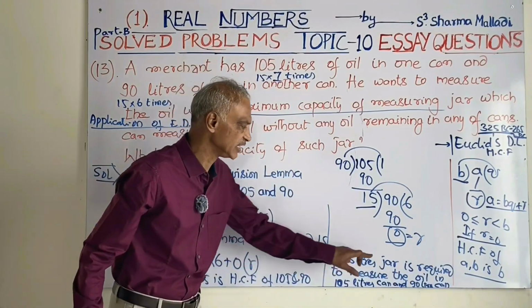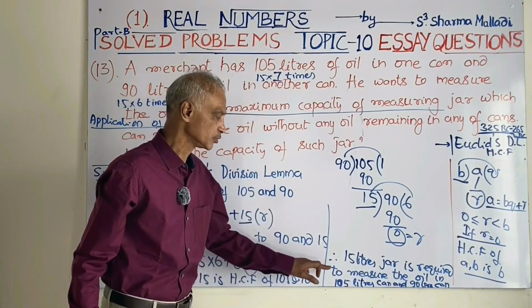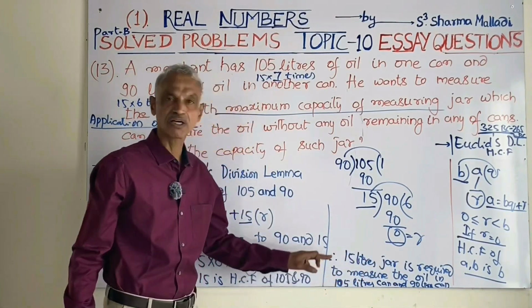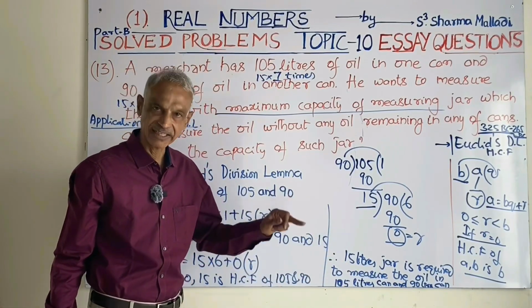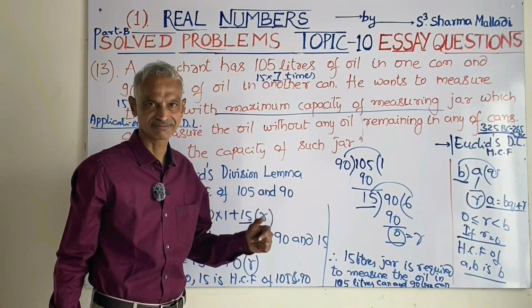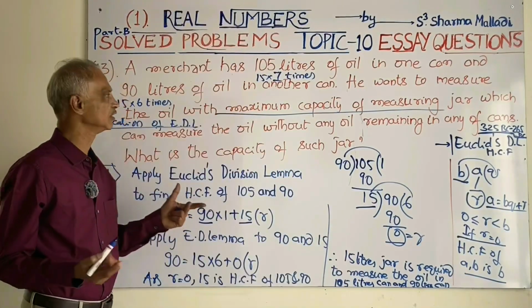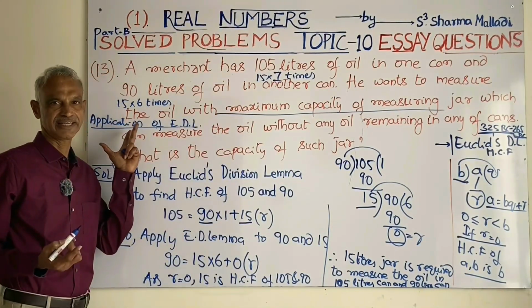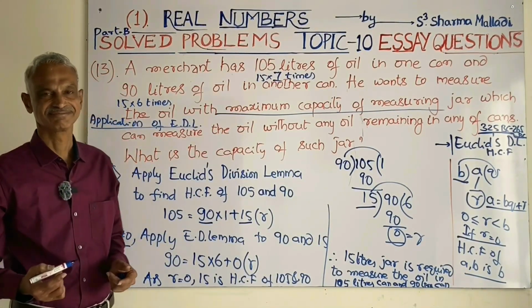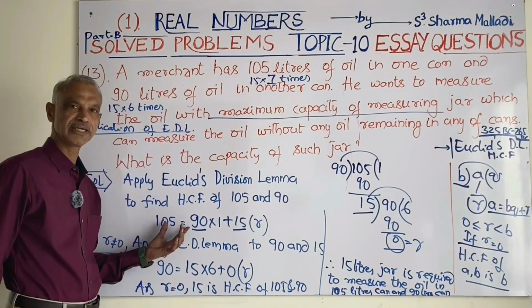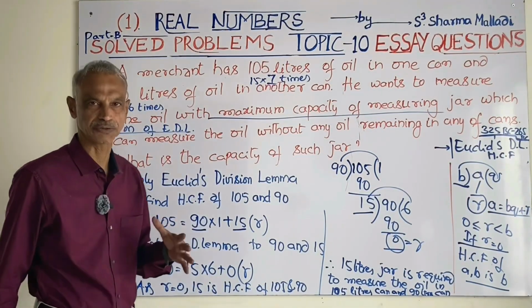Therefore, a 15 liters jar is required to measure the oil in the 105 liters can and the 90 liters can. Like that, Euclid's division lemma or algorithm is useful in our daily life. Here I would like to tell one more thing to you.